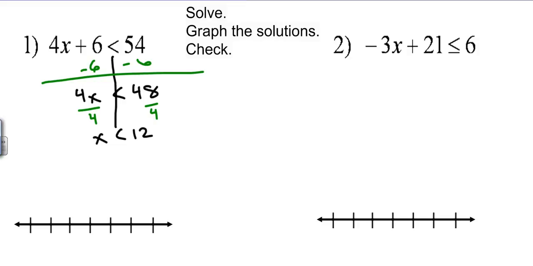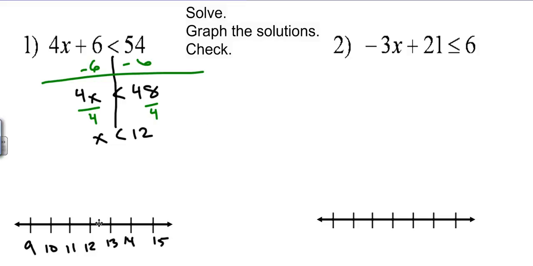So I've solved it. But because this has an infinite number of solutions, not x equals 12, but all numbers less than 12, I'm going to graph it. The easiest way to graph it is I take my number 12 and put it in the middle of the number line. What's to the right? 13, 14, 15, and then 11, 10, 9.